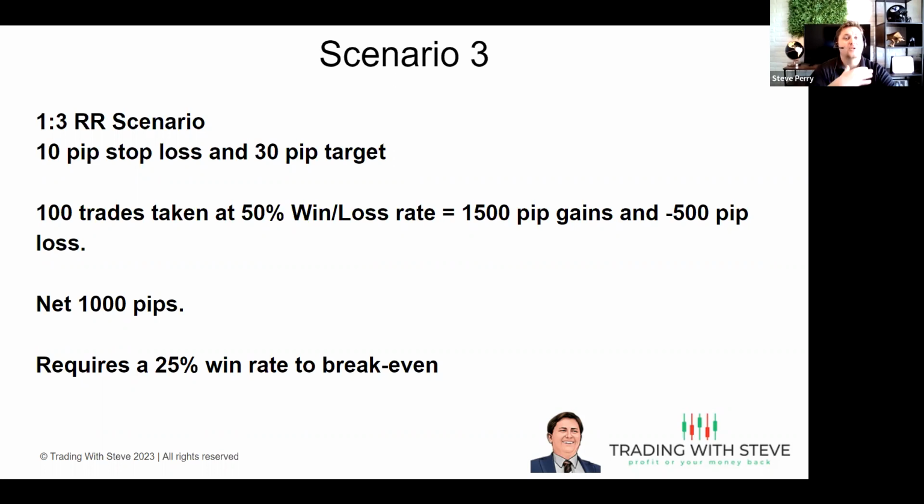But hear me out on this. If you start going to 1 to 4, 1 to 5, 1 to 10, I've even seen people take 1 to 25s, right? Like it's crazy. I've seen they're amazing traders. The thing is, they don't show you all of the losers that led up to that point to get to that 1 to 25 or that 1 to 10.